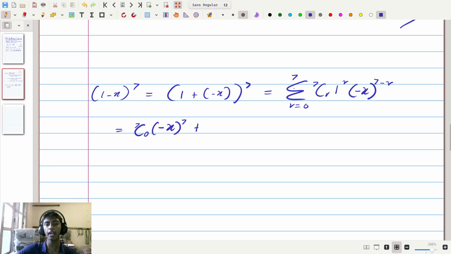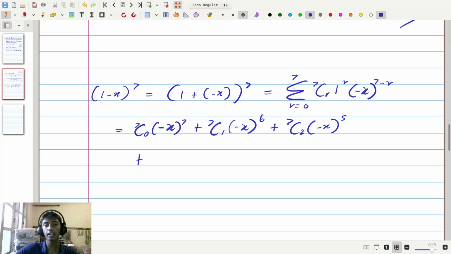And then the next term after that is going to be the term where r is equal to the next value, which is r equals 1. So we have 7 choose 1 times 1 to the power of r, which is just 1, times (negative x) to the power of 7 minus 1. So we have (minus x) to the power of 7 minus 1. I can actually directly write that as 6 since it's not that complicated. So we'll just write it as 6. And then next we have plus the next value, which is r equals 2. So we have 7 choose 2 times 1 to the power of 2 times (negative x) to the power of 5. I'll write it directly as 7 minus 2, which is 5. So times to the power of 5.